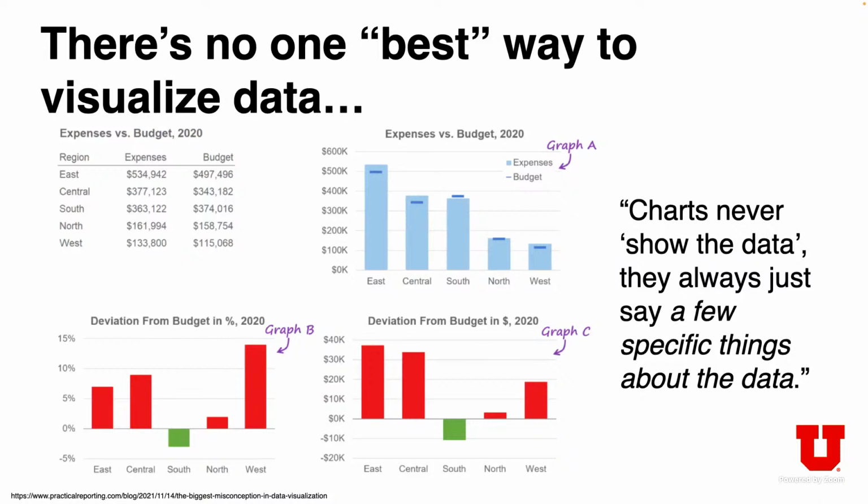If the job was to show which region contributed the most to the general budget deficit, chart C would be your best chart. So charts never show the data, they always just show a few specific insights from the data. And as a visualization designer, picking your encoding, picking the scales, is your way of expressing what the insight should be.